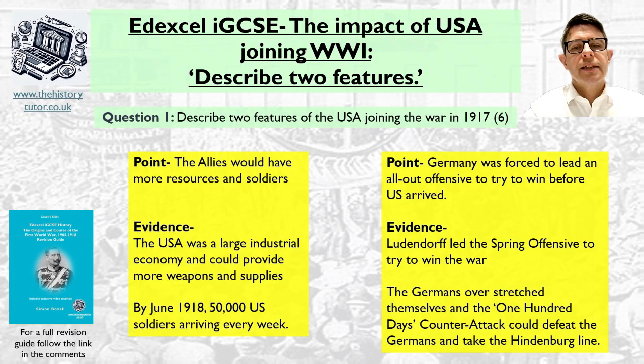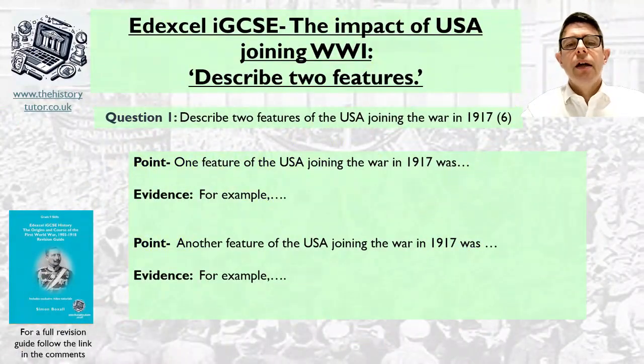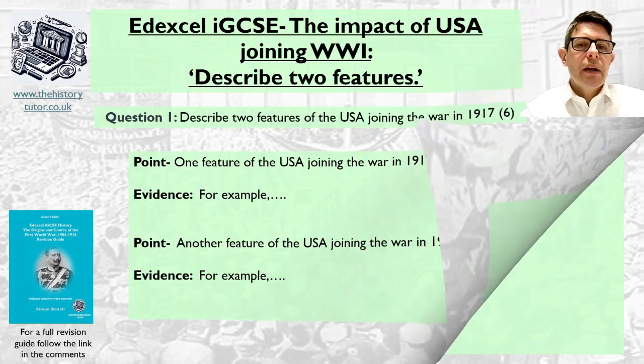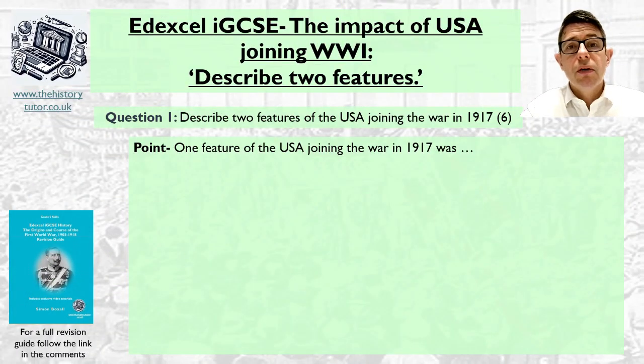So how do we write that? We want to say a point, one feature of the USA joining the war, 1917 was this, set up the argument. Give some evidence, for example, give 2 or 3 sentences of evidence, and then repeat the process. Let's go through this together, shall we? Make a point, first of all. You can use a paper or write this in your revision guide, and away we go.